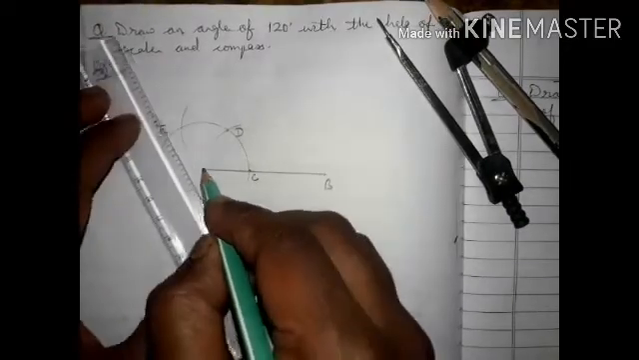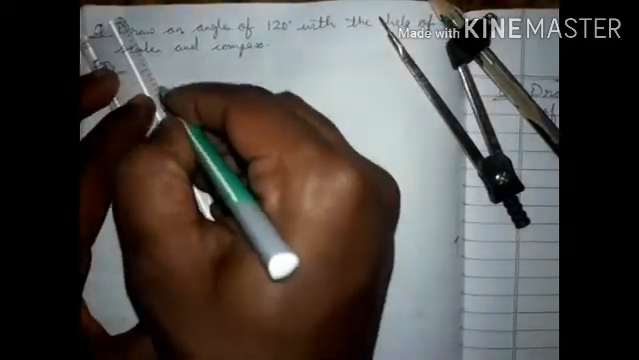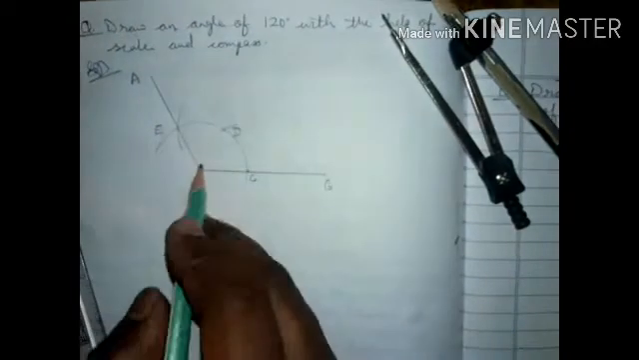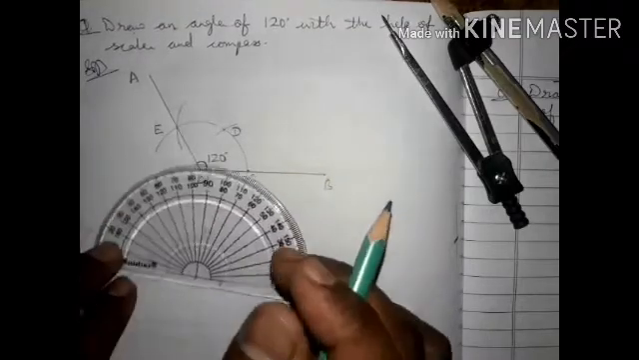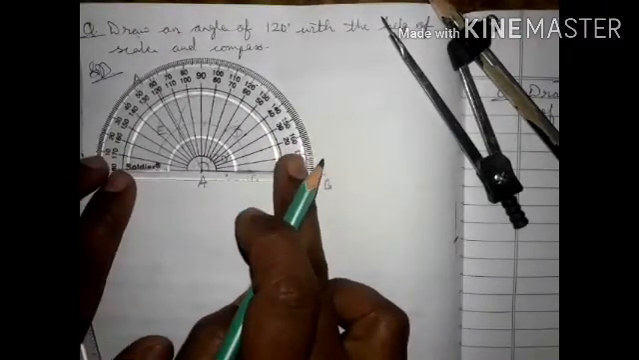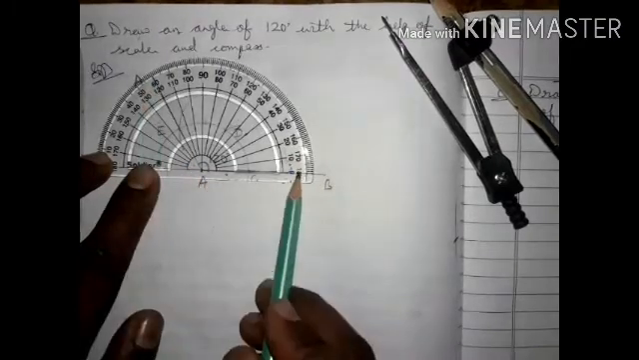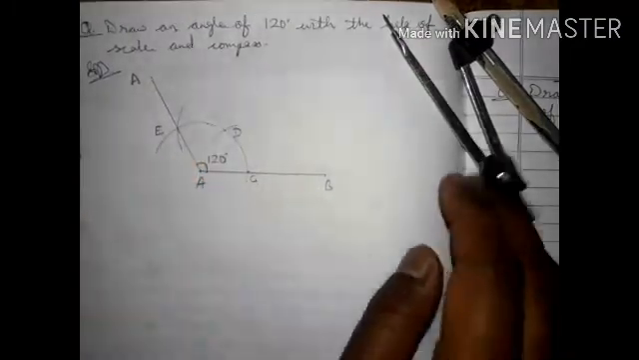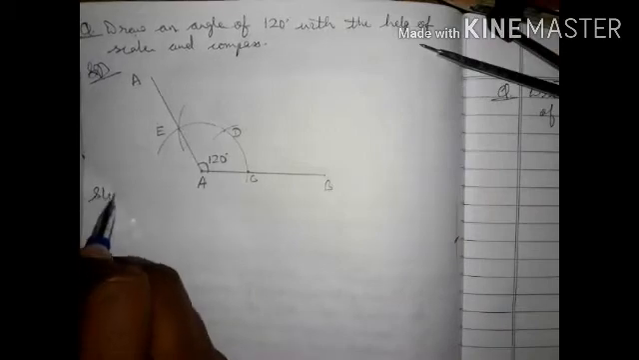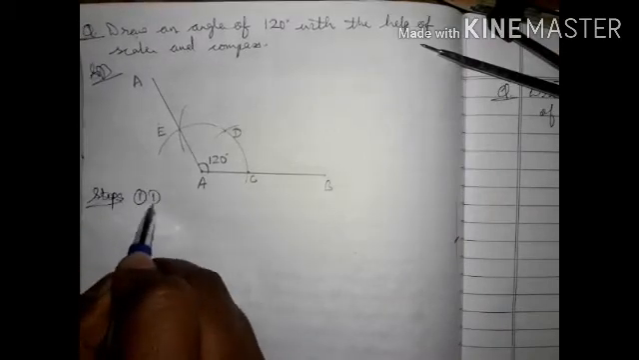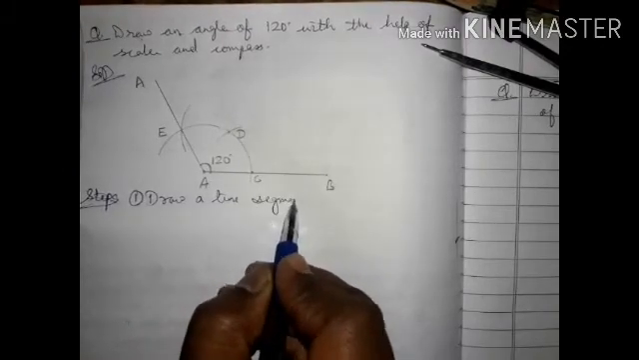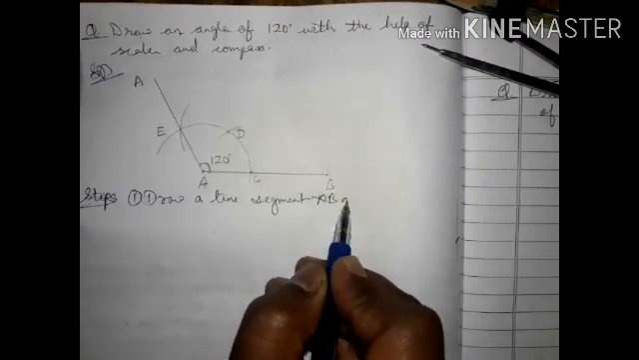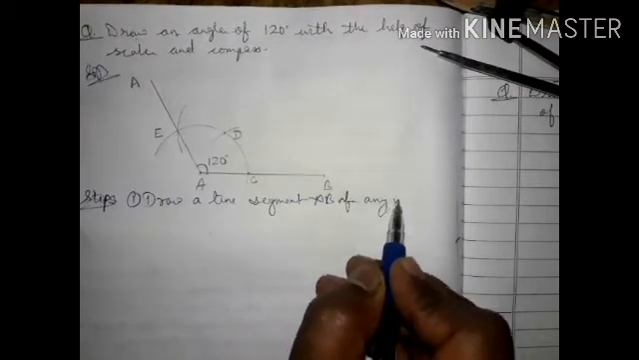Now join AE up to D. So this is your 120 degrees. Let's measure this 120 by your protractor. See, this is your 120 degrees. Like this you have to draw in your notebook. So steps we have to write: draw a line segment AB of any measure.